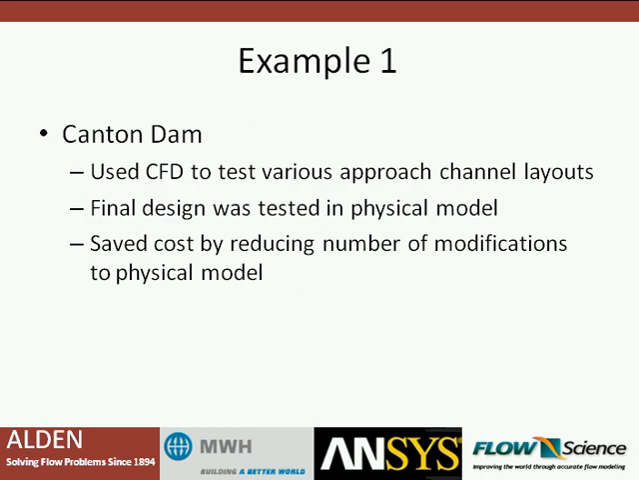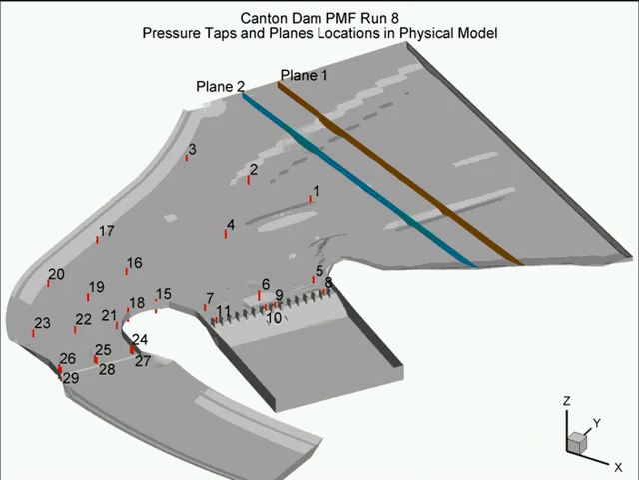So our first example that I'm going to show you is where we use CFD to look at various approach channel layouts. I'm going to point out at this moment that Alden actually uses both Flow3D and Fluent. We have both codes, and we've found that in some cases one code works better than the other, and we basically just pick the one that we think will provide the fastest, most cost-effective solution. So let's take a look at Canton Dam. This one was also modeled physically. You're looking at the dam here. Let me see if I can get my pointer to work.